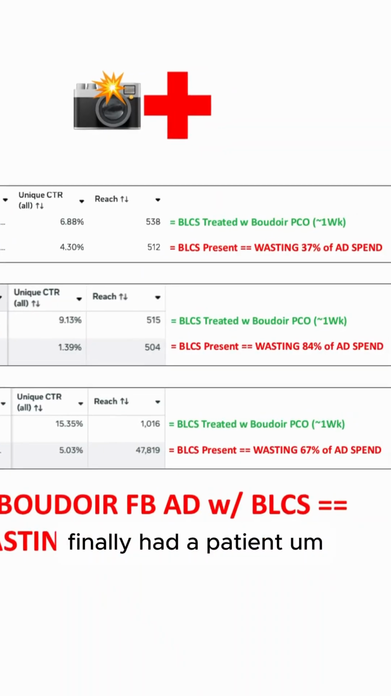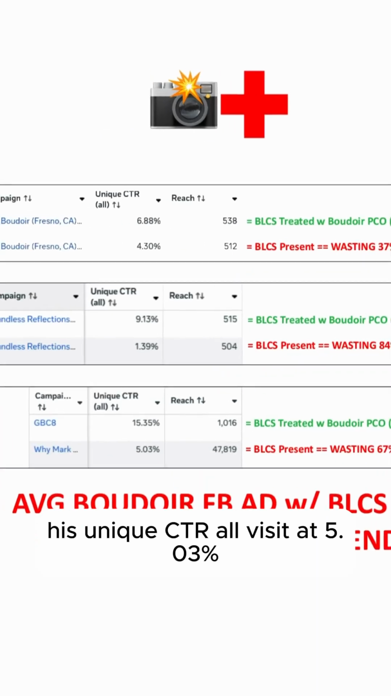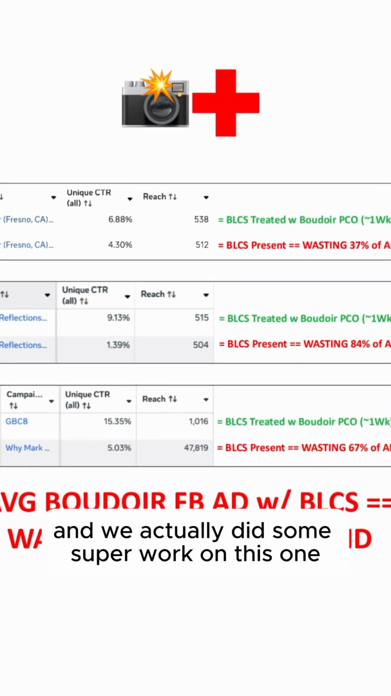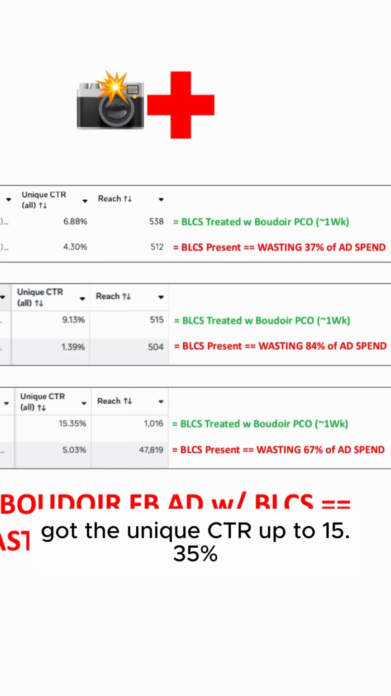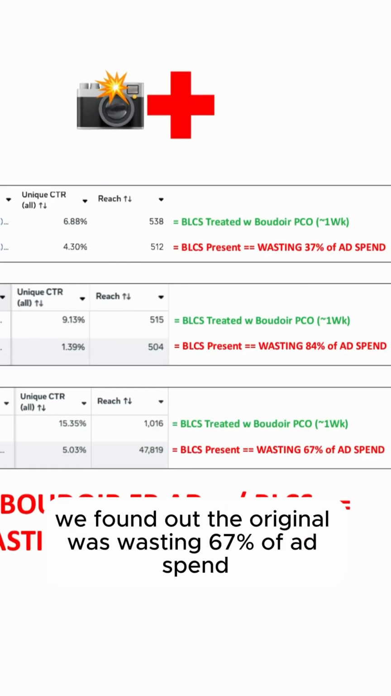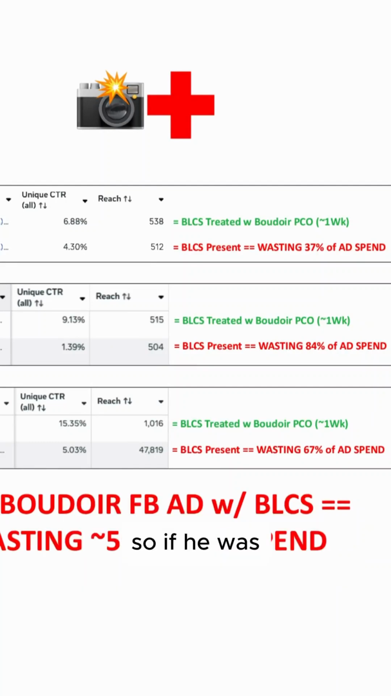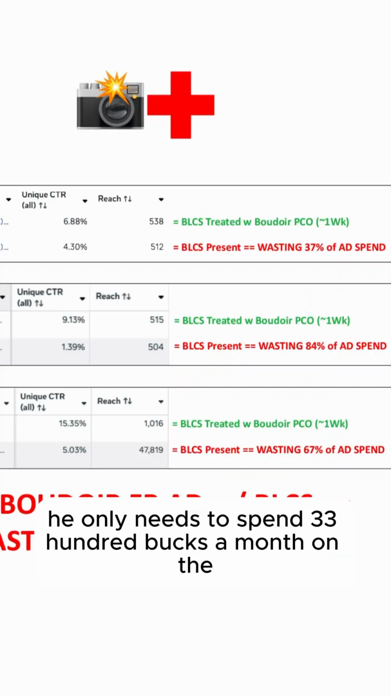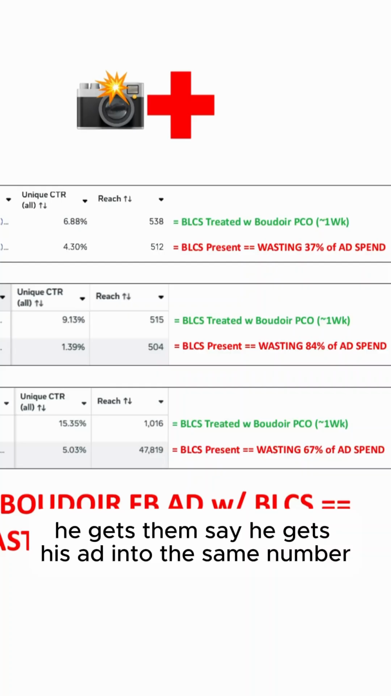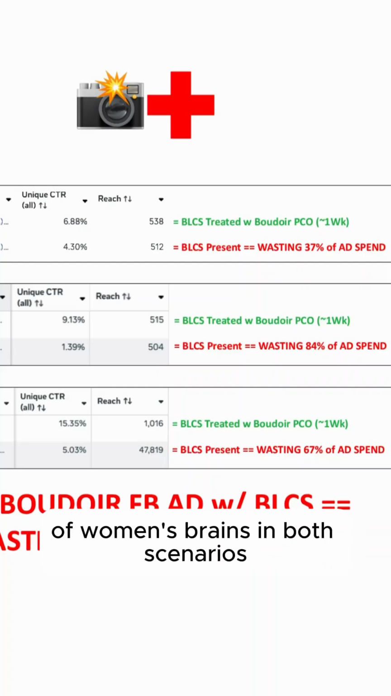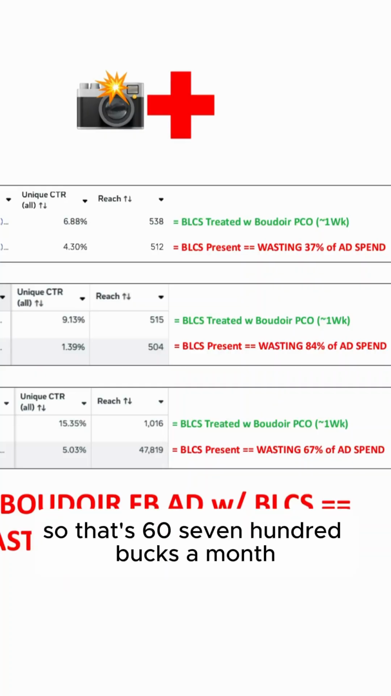Finally had a patient. His unique CTR was 5.03%, and we actually did some super work on this one. Treated it with Boudoir Pico, took about a week, got the unique CTR up to 15.35%. So found out the original was wasting 67% of ad spend. If he was spending 10 grand a month on that original Boudoir Facebook ad, now he only needs to spend $3,300 a month on the Boudoir Pico treated ad, and he gets his ad into the same number of women's brains in both scenarios. So that's $6,700 a month that he's no longer spending.